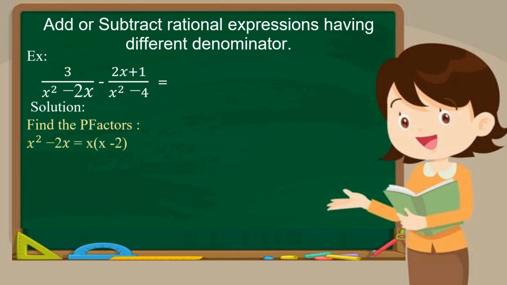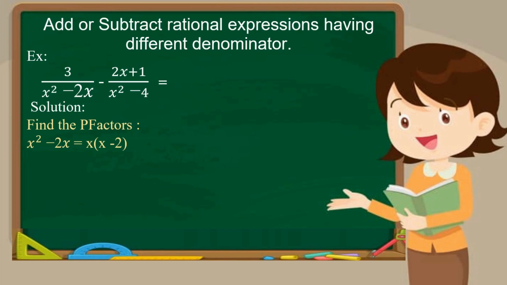In here, you can only apply common monomial factoring. Take out the common monomial factor here, which is x. There you have it, x. And then, to get the remaining factors inside the parentheses, we divide x squared by x. The answer is x. And then write the minus sign. 2x divided by x is 2. Alright, so that's now the prime factors of the first denominator.